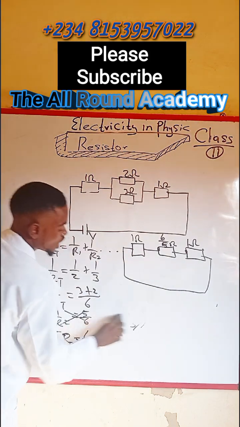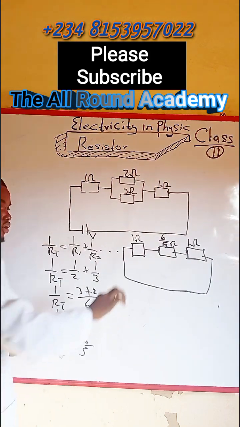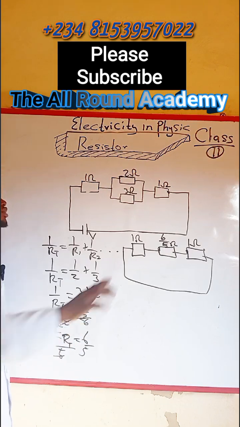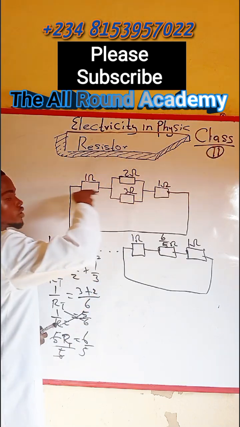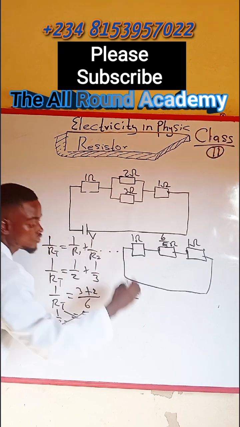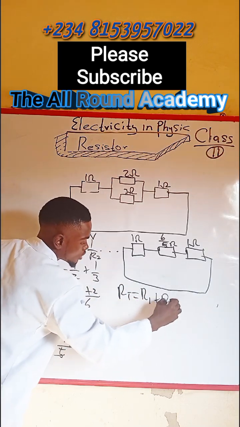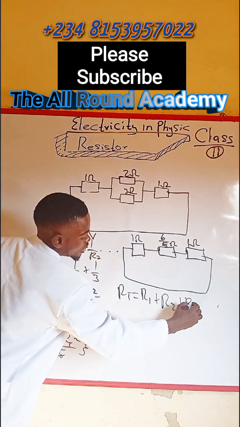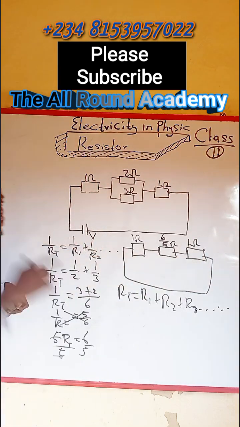So what we need to do now is to calculate the total resistance in series. The total resistance in series now becomes the total resistance of this circuit. So the total resistance you have in series is given by R1 plus R2 plus R3, for however many resistors you have.